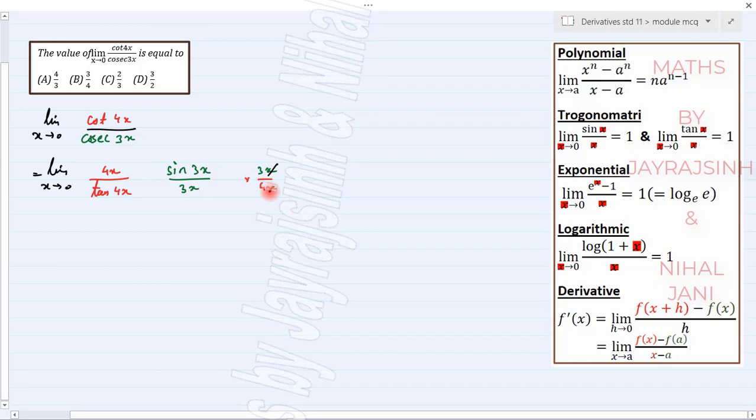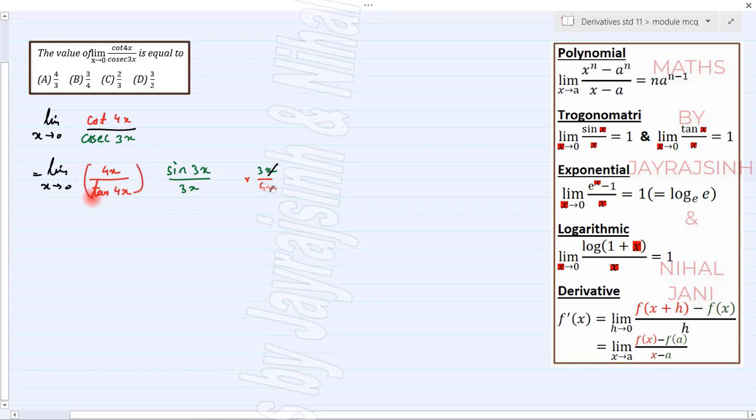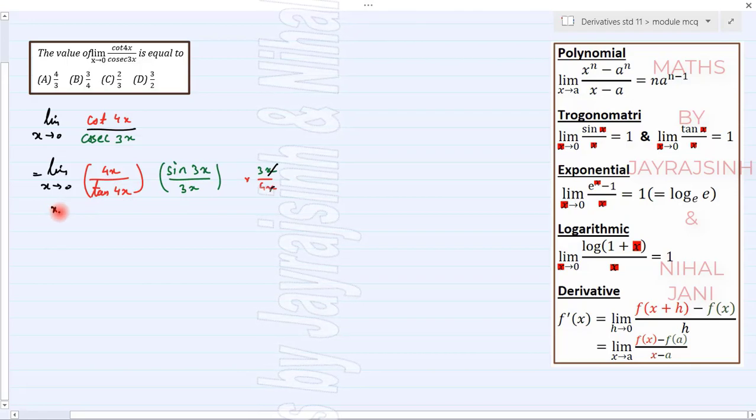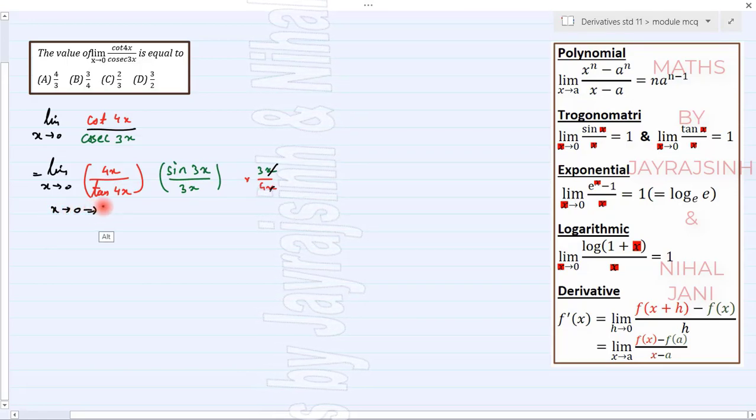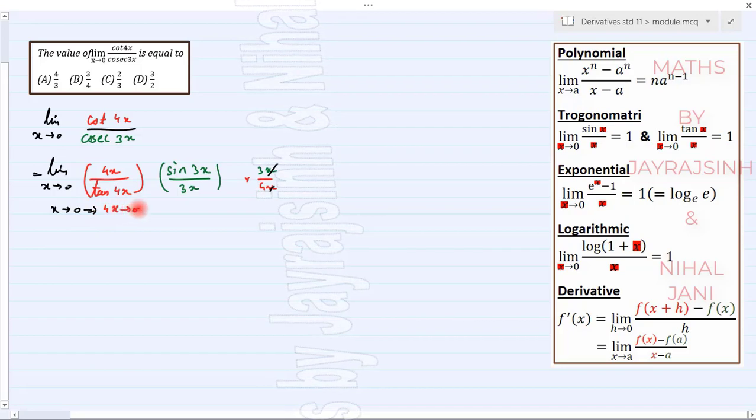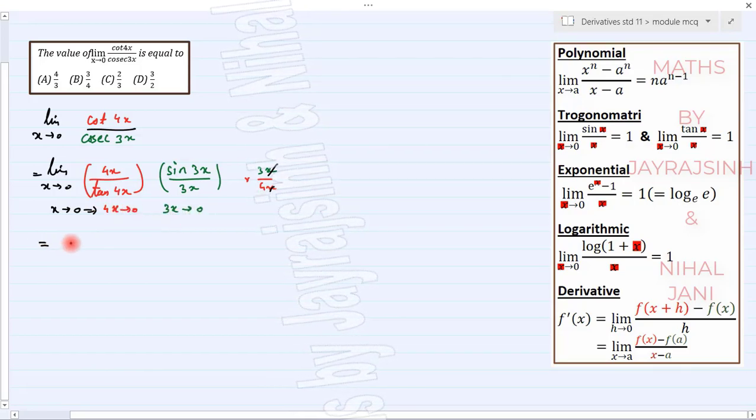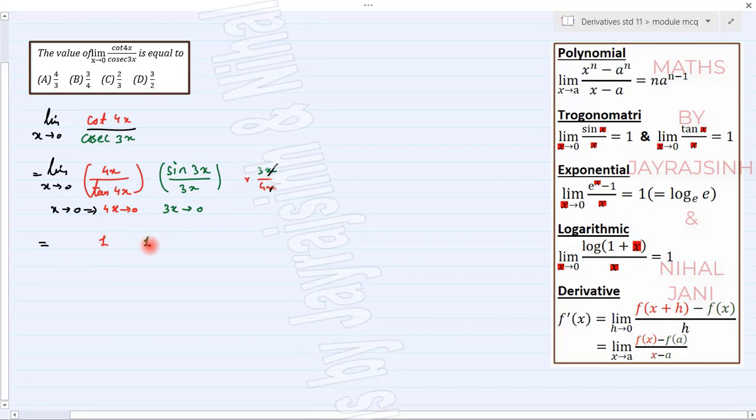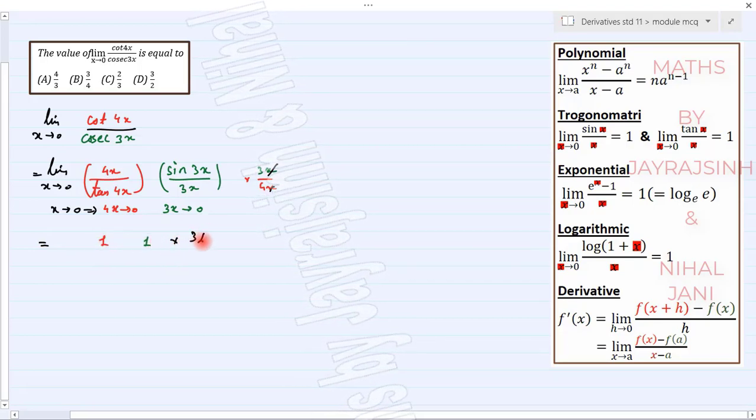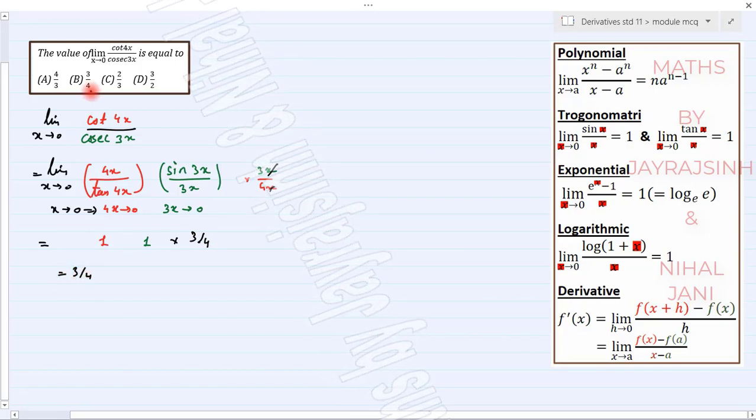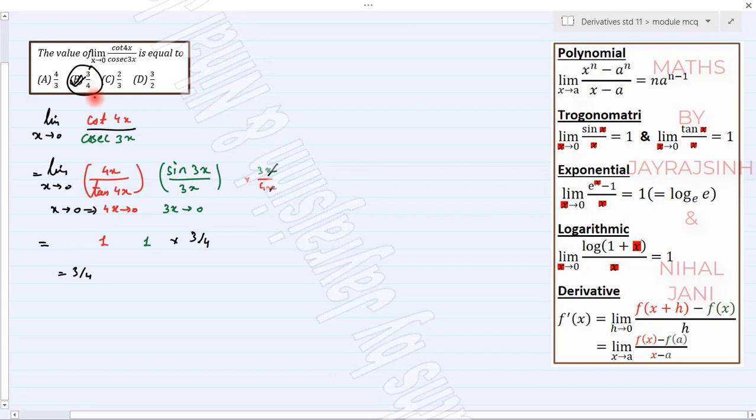So your x will cancel out. We'll get tan theta by theta as well as sine theta by theta form. Here, your x tends to 0. So we can say 4x will also tend to 0 and 3x will also tend to 0. So we'll get 1 into 1 into 3 by 4. Or we can say 3 by 4 is your final answer, which is given in option B.